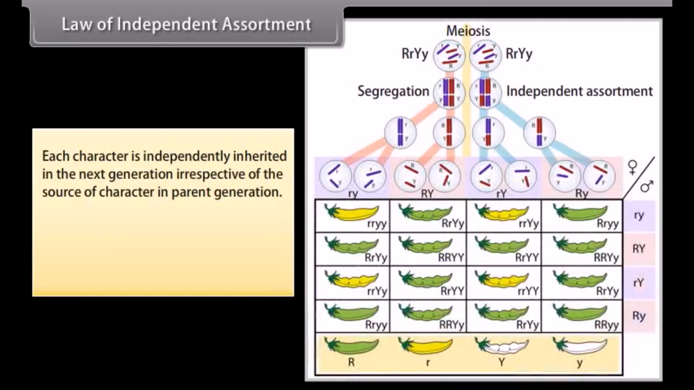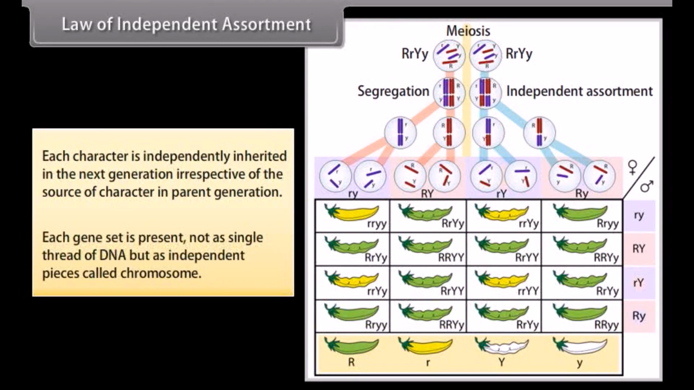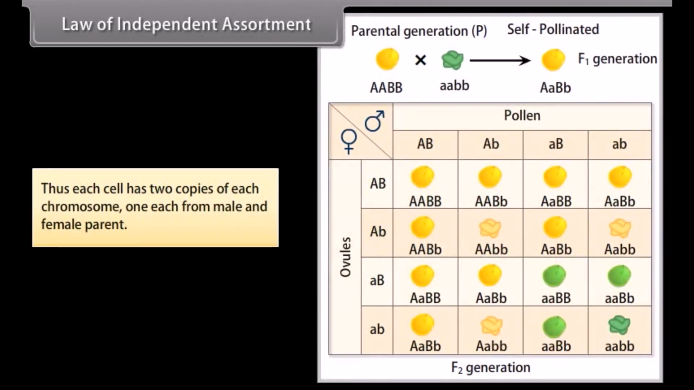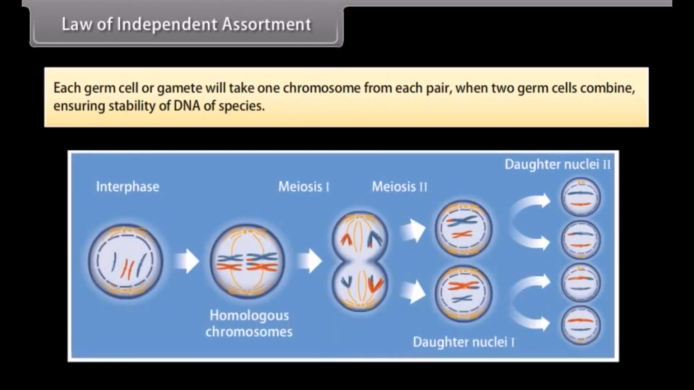Law of independent assortment. Each character is independently inherited in the next generation irrespective of the source of the character in the parent generation. Each gene set is present not as a single thread of DNA but as independent pieces called chromosomes. Thus, each cell has two copies of each chromosome, one each from the male and female parent. Each germ cell or gamete will take one chromosome from each pair, so that when two germ cells combine, the stability of the DNA of the species is ensured.